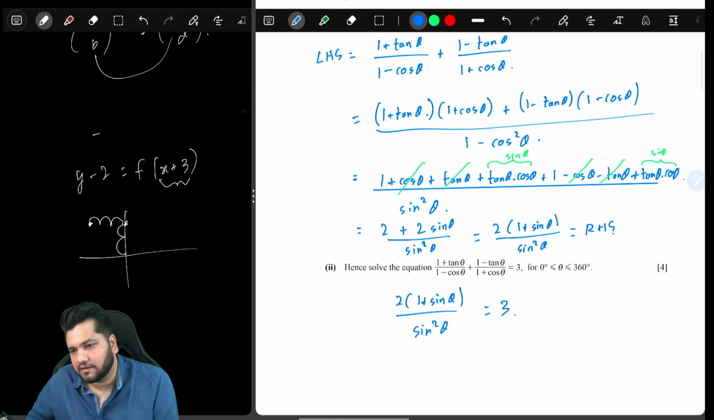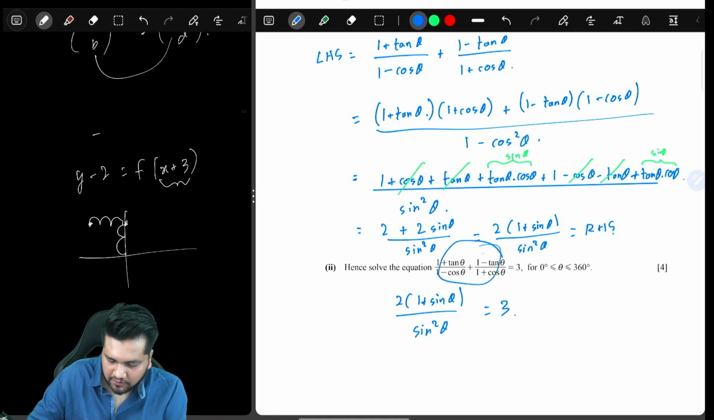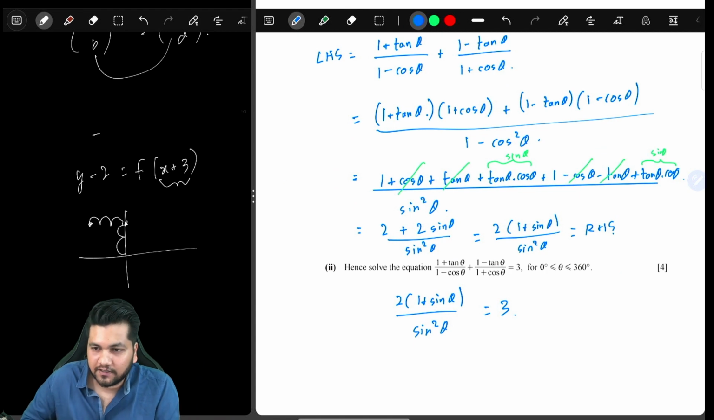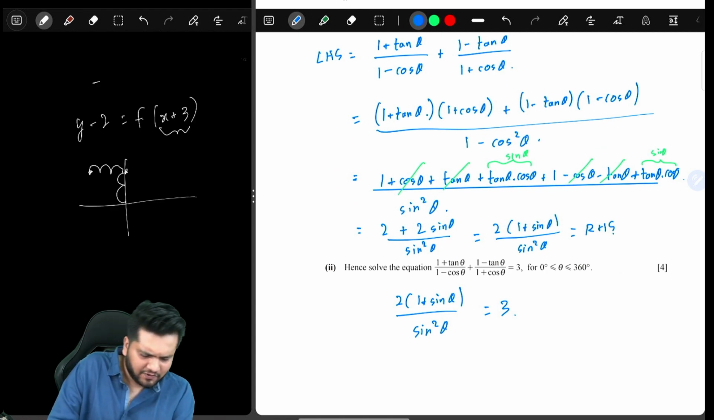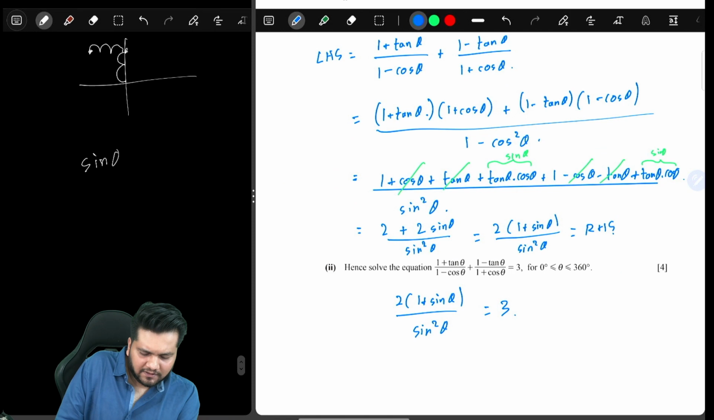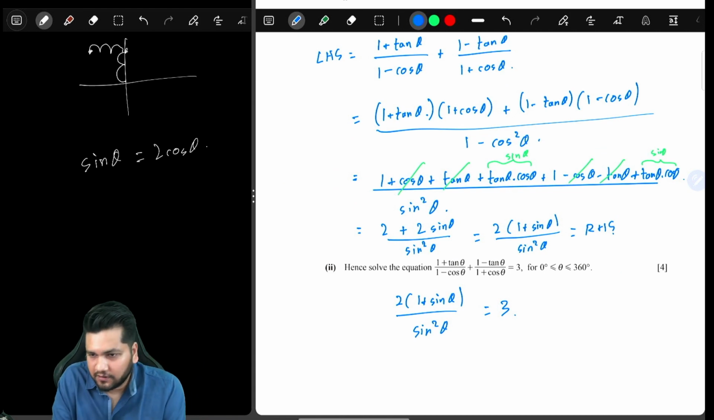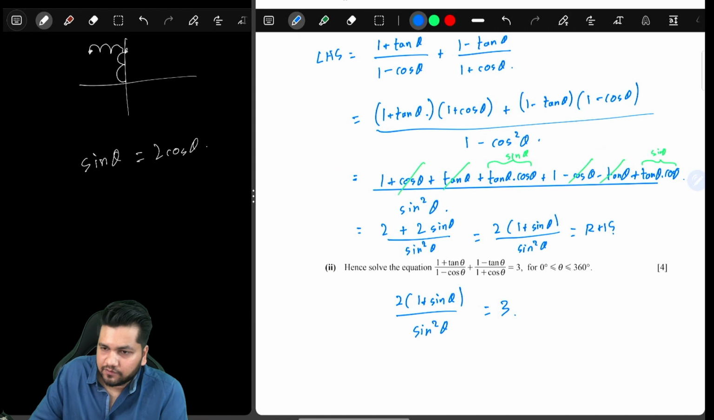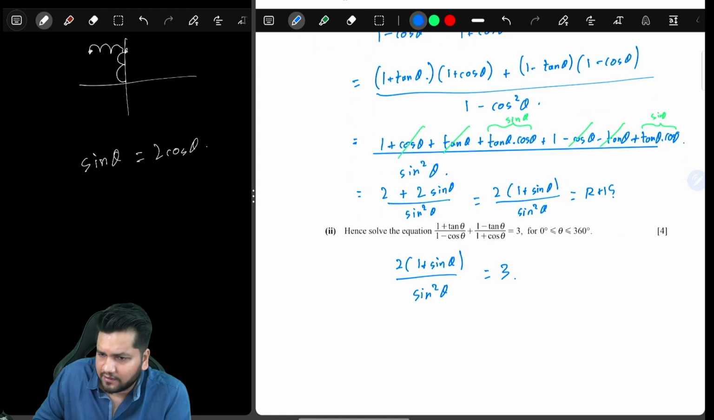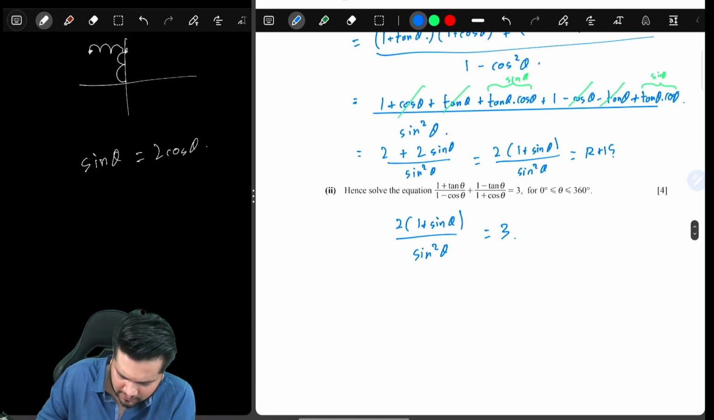Now of course, remember one thing, that whenever you get this kind of question, all you have to do is convert everything in terms of one trigonometric ratio. Maybe you will get something like sine theta is equal to 2 cos theta. So you will just move this cos theta to the other side, it will be tan theta is equal to 2. In short, the main purpose is to convert everything in terms of one trigonometric ratio. So here we got it in terms of sine theta. So we'll just solve this equation.